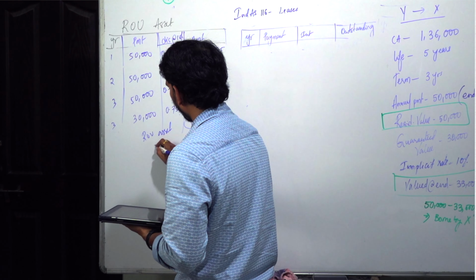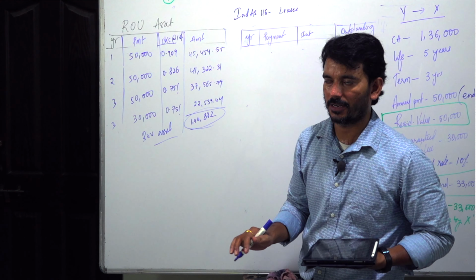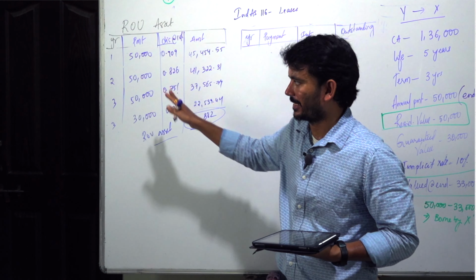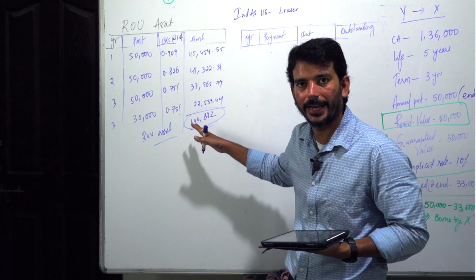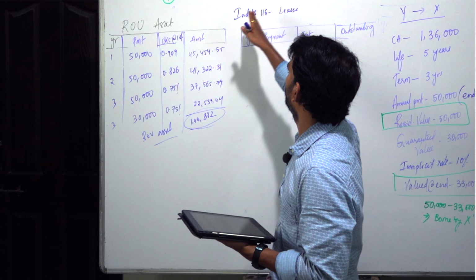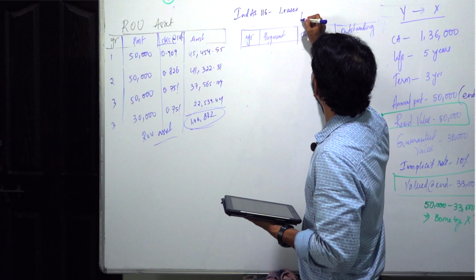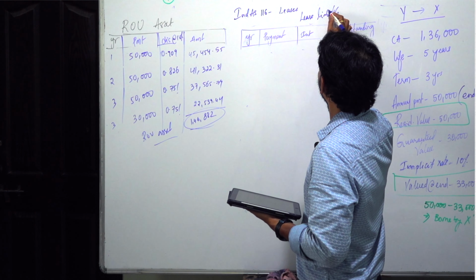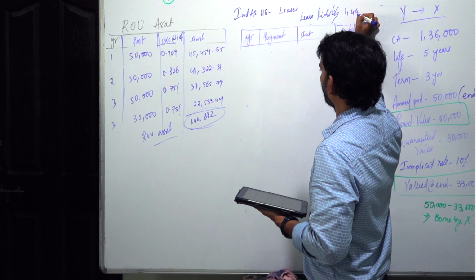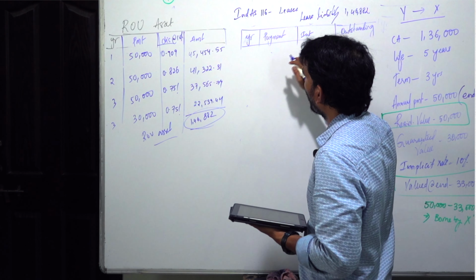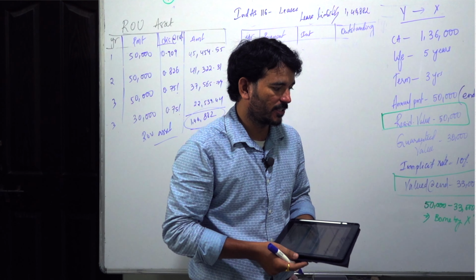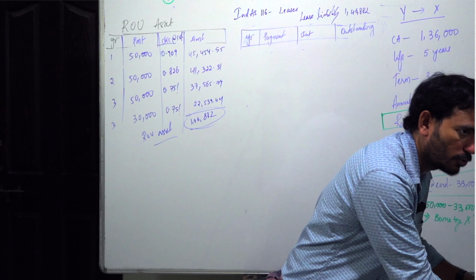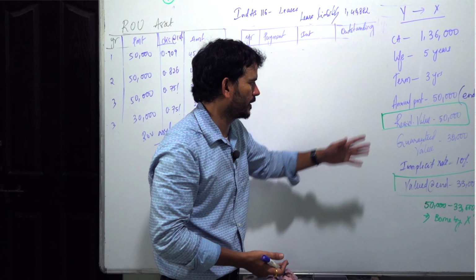So while I write my entry, at initial recognition, I would say that my ROU asset is 1,46,882. For the same value, I should recognize a lease liability of 1,46,882. Now I need to show how that reconciliation will be done, how that balance will become zero at the end of year 3.